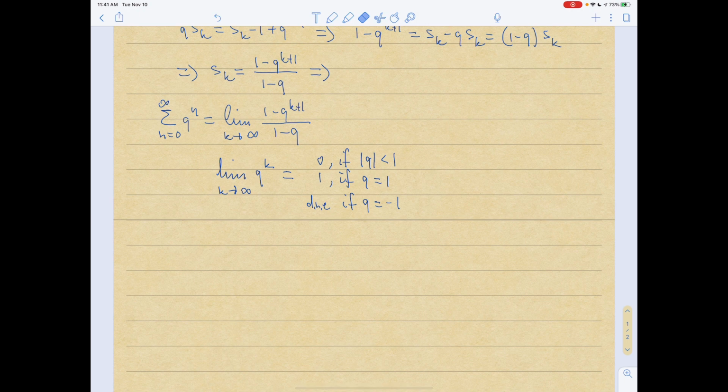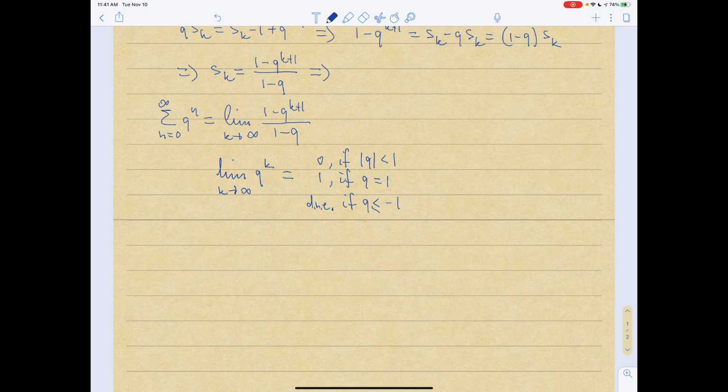And actually, if q is less than minus 1, so then in magnitude your q is bigger than 1. So if I raise q to the power k, then the size of q to the k will increase. And the sign is going to oscillate between minus 1 and 1. So that means that the limit actually is not going to exist because of oscillations. So this last statement then applies whenever q is less than or equal to minus 1.